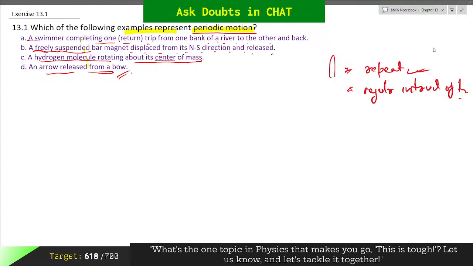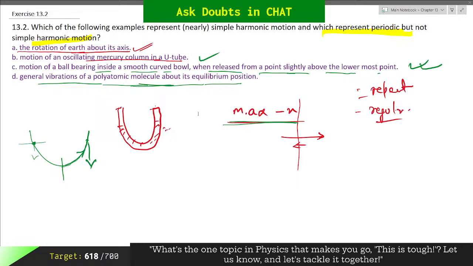So let's proceed with the second question. The question says, which of the following examples represent simple harmonic motion and which represent periodic but not simple harmonic motion. So here the difference between simple harmonic motion and periodic motion is, in a periodic motion the motion just repeats at regular interval of time, but in simple harmonic motion the restoring force is there, which is proportional to minus x, that is, in the opposite direction of motion. So when the restoring force is in the opposite direction of motion, then only we can say the motion is simple harmonic.